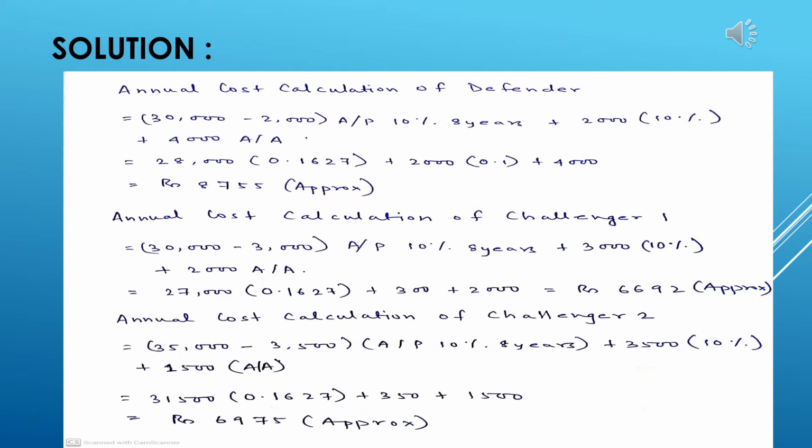So you can see in the given data itself, the Defender has the effective first cost obtained by deducting 20,000 from the initial price of 50,000. Challenger 1 has the effective first cost of 30,000, which we obtain by deducting 25,000 from 55,000, and respectively for Challenger 2 it is 35,000, where we deduct 25,000 from 60,000.